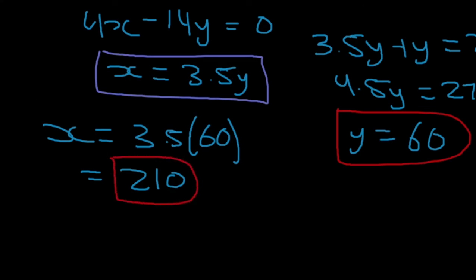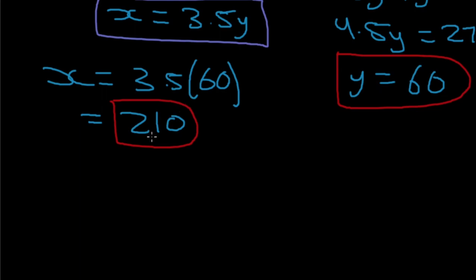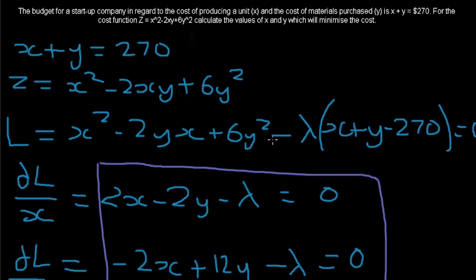Now obviously from here, we would just get the second derivatives and make sure that it's a minimum instead of a maximum or a point of inflection, and then we could solve the problem from here. But what we have actually done is we have had the constraint of $270, and we have found the optimal way, in this case, spending $210 on producing the units and $60 on purchasing the materials in order to decrease our cost, have the lowest cost.